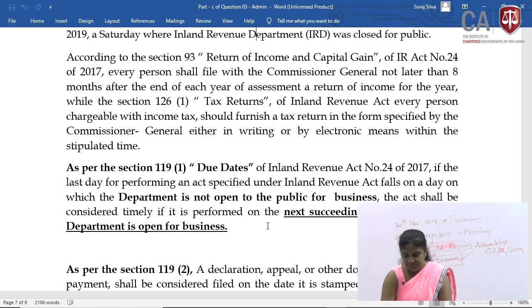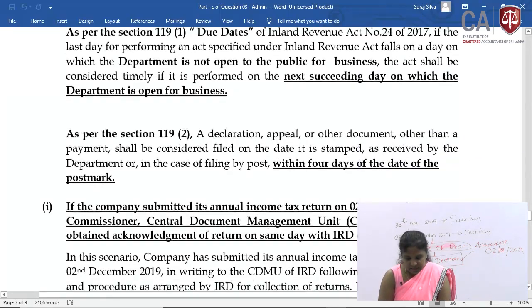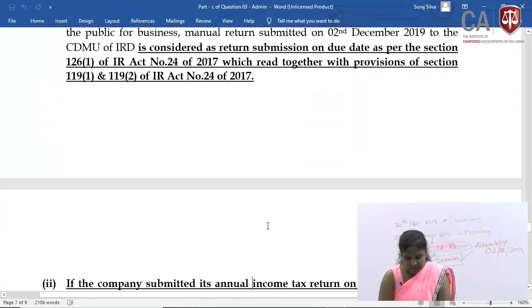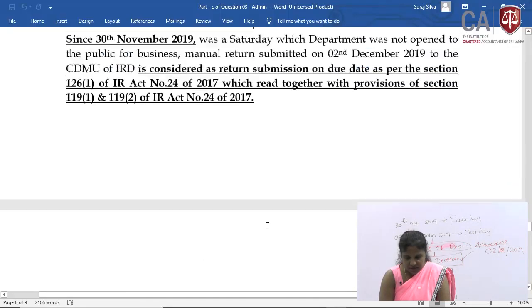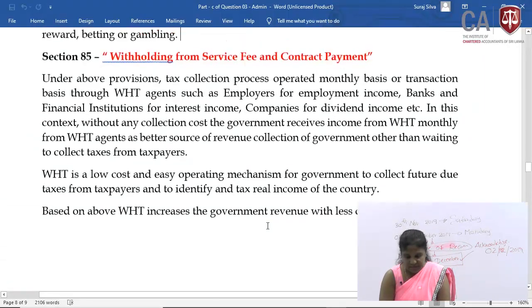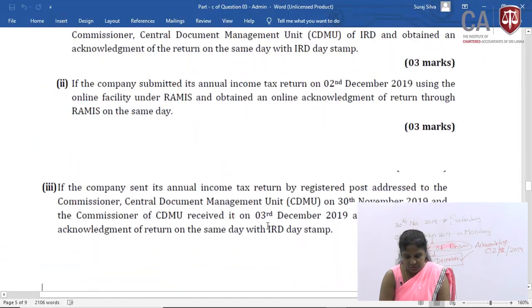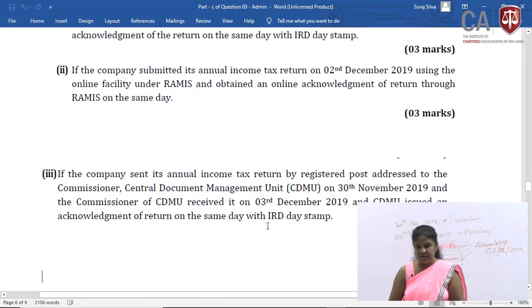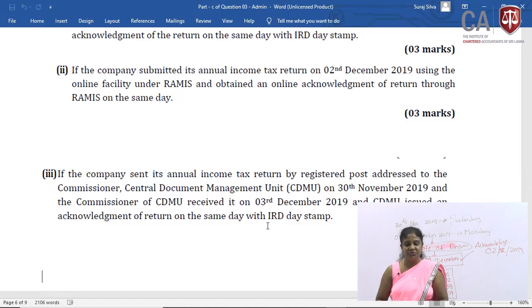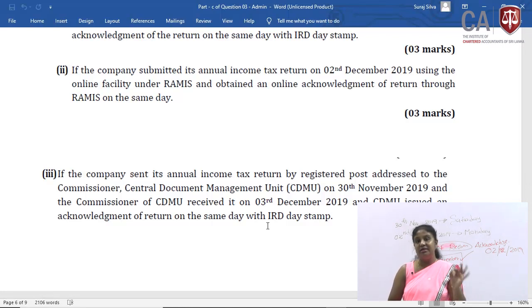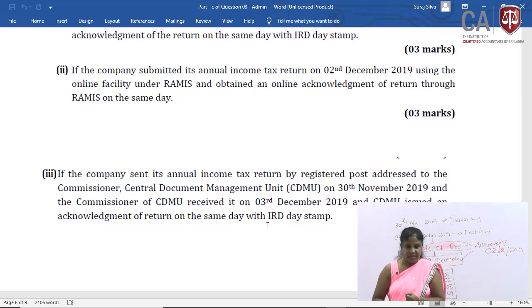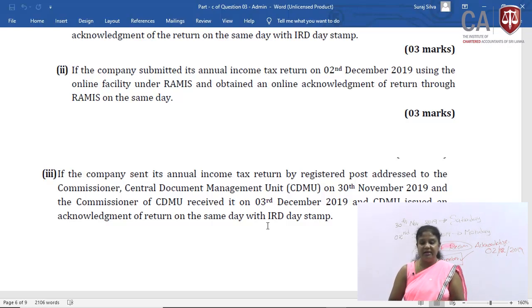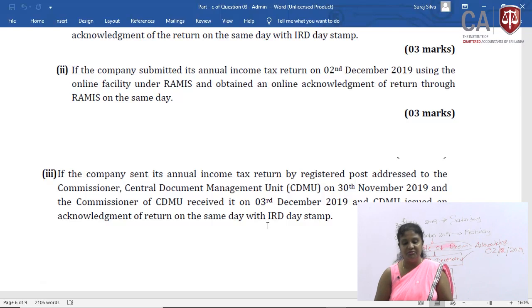Okay. Then it is the part Roman 1 answer in part C of the question. Now we will go for the next, Roman 2 question. If the company submitted its annual income tax return on 2nd December 2019 using the online facility under REMIS and obtained an online acknowledgement of return through REMIS on the same day.